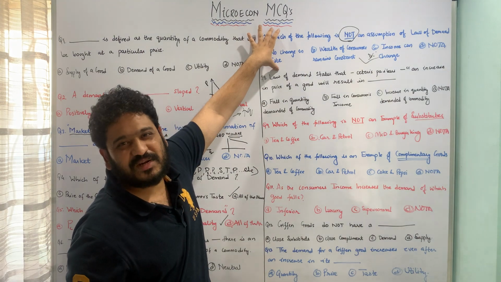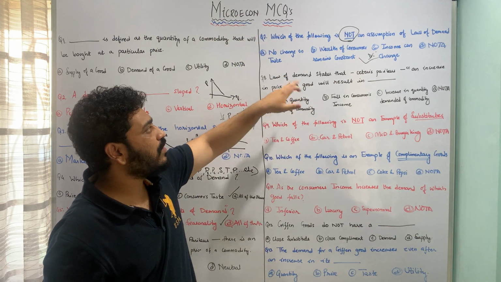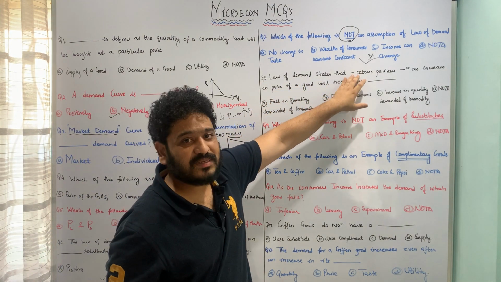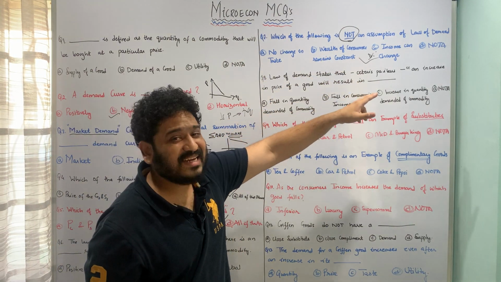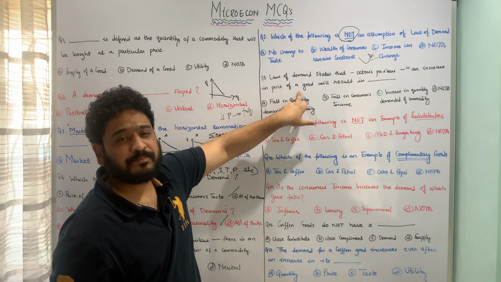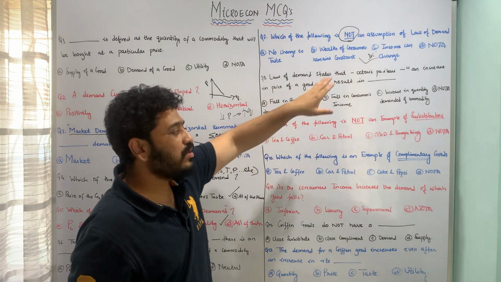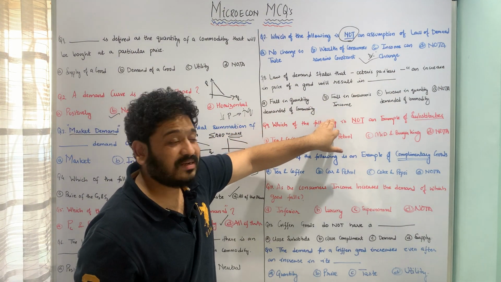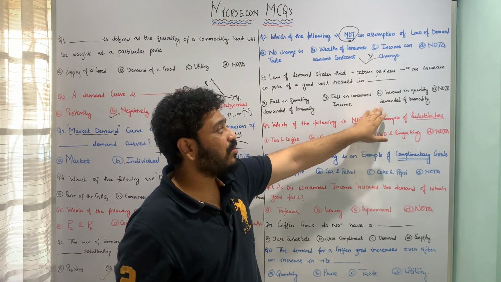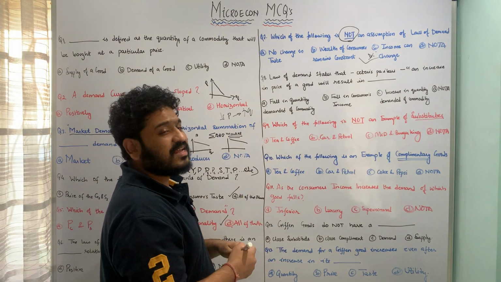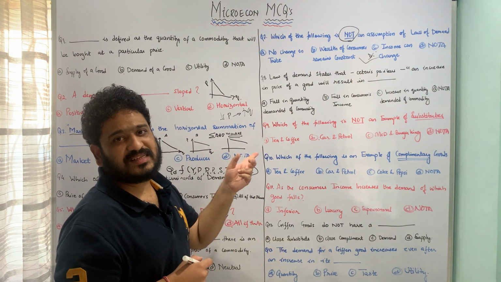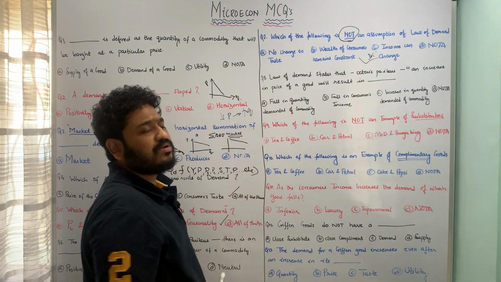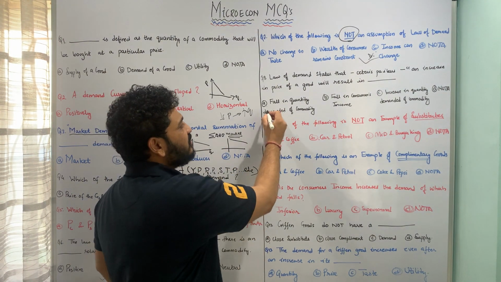So I hope this question is pretty much clear. Let us now move to the next question, which is again related to the law of demand. It says that law of demand says that ceteris paribus, that means everything else remaining constant, an increase in the price of a good will result in dash: a fall in the quantity demanded of a commodity, a fall in the consumer's income, an increase in the quantity demanded of a commodity, or none of the above. So here we have seen that there is an inverse relationship between price and the quantity demanded, and therefore as the price goes up, the quantity demanded should fall, and therefore option A is the correct answer here.